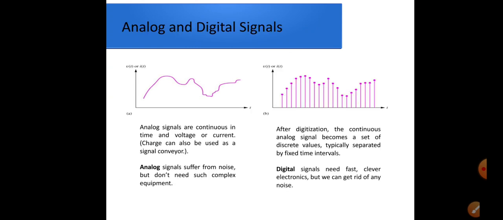If you compare these analog and digital signals, then analog signals suffer from noise but don't need such complex equipment, whereas digital signals are free from noise and we can use them for large distance communication. We also have to use somewhat complex systems, but whatever results we acquire with this digital system are acceptable.